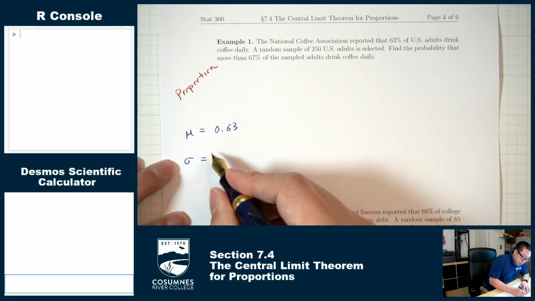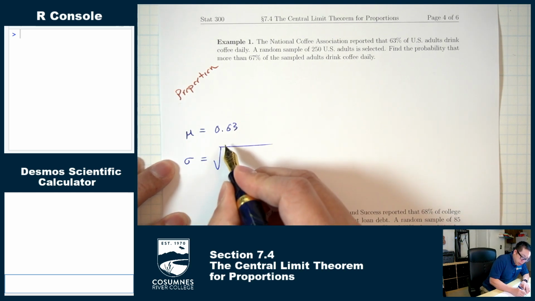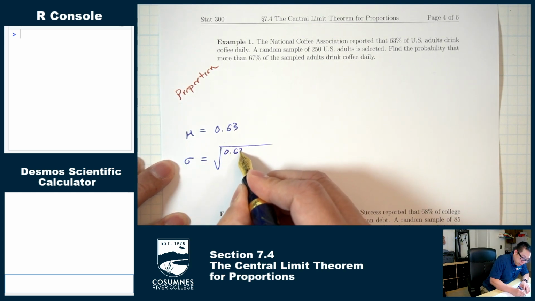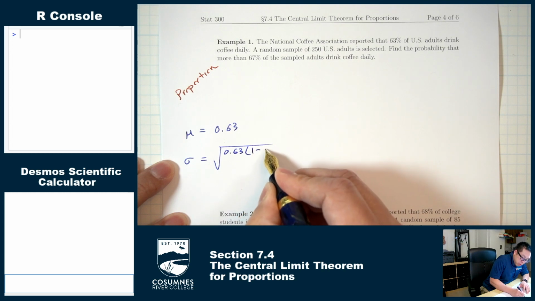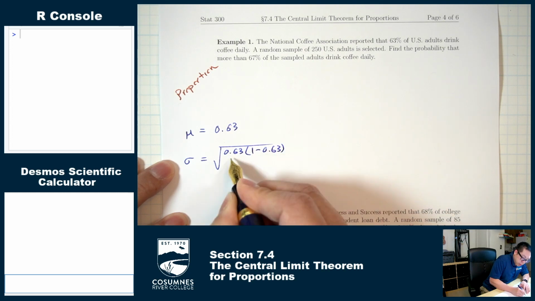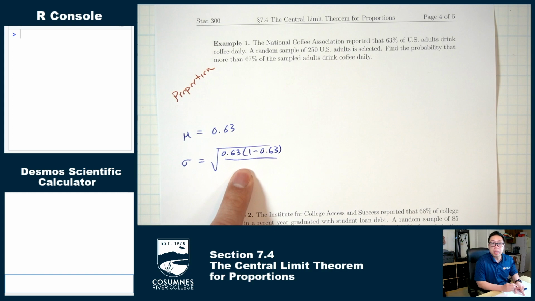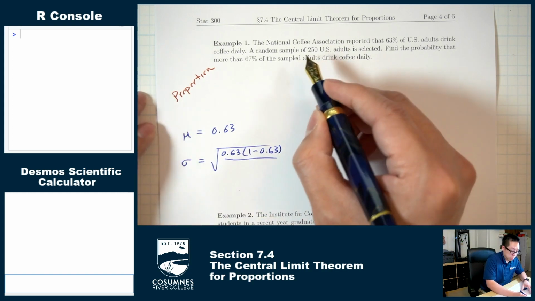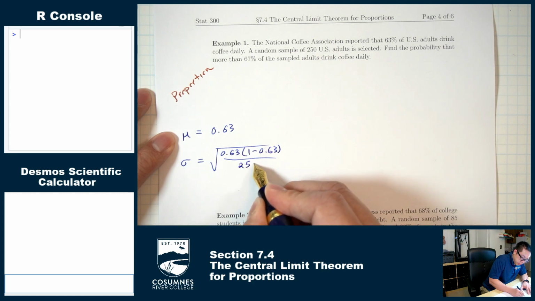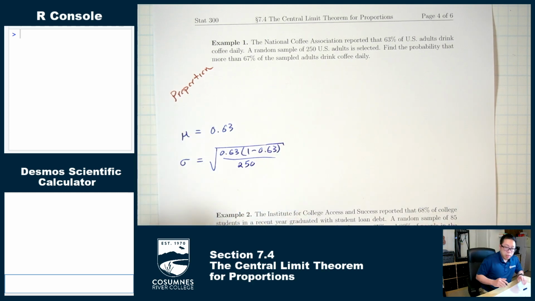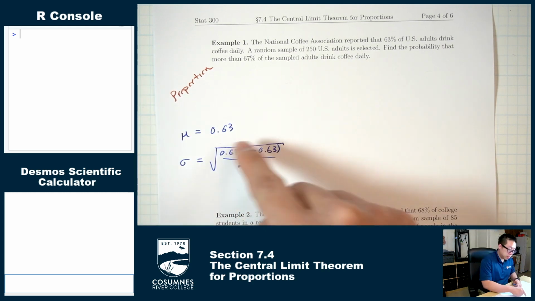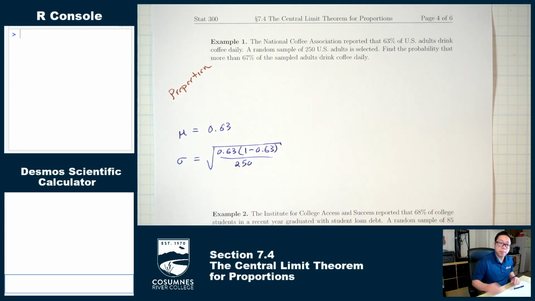So big square root of p, which is 0.63, parentheses 1 minus p, 1 minus 0.63, over n, the sample size. How many people? 250 people here. So 250. Okay, make sure that this entire fraction is inside that square root. And then on my calculator, I just have to make sure that it looks exactly like that.